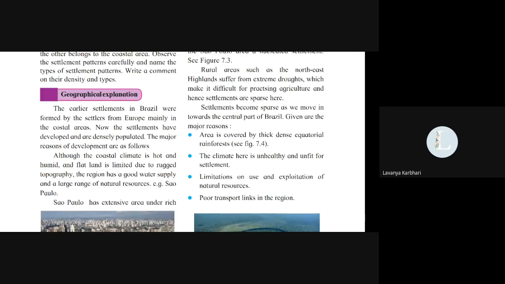Now the settlements have developed and are densely populated. Okay, तेव्हा थोडेसे लोक आले होते, थोडेसे युरोपियन्स होते, परंतु जशी टाइम पुढे वाढत गेला. ओके, काळ होत गेला पुढे, so that population becomes very dense. Many people started living there. Okay, population also increased. The major reasons of development are as follows.